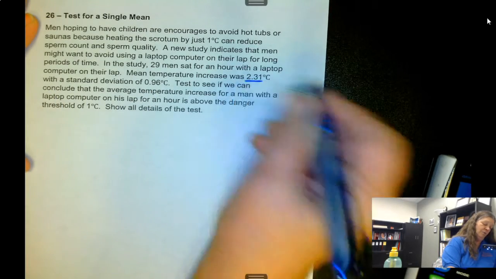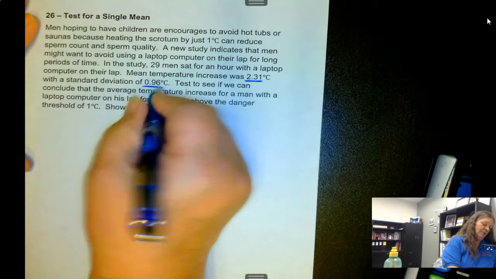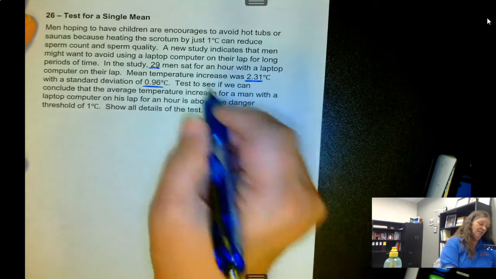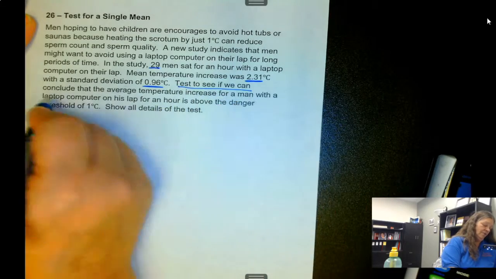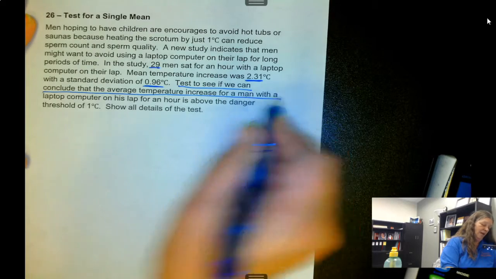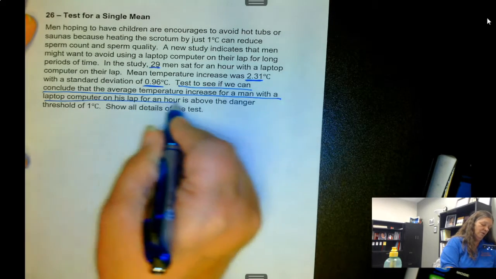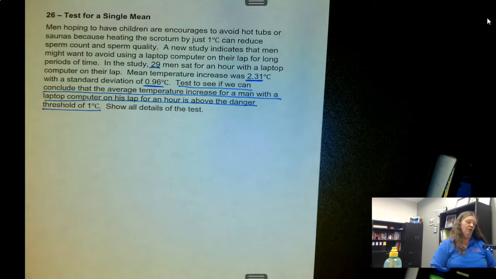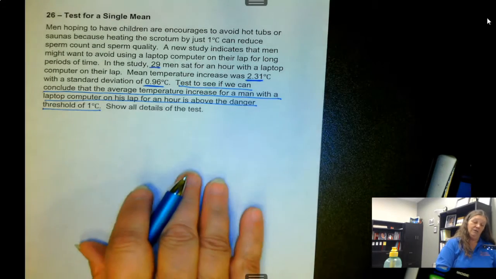Okay, so that's one number we need. That's another number, and we need the sample size. Test to see if we can conclude that the average temperature increase for a man with a laptop computer on his lap for an hour is above the danger threshold of 1 degree Celsius. And show all the details.